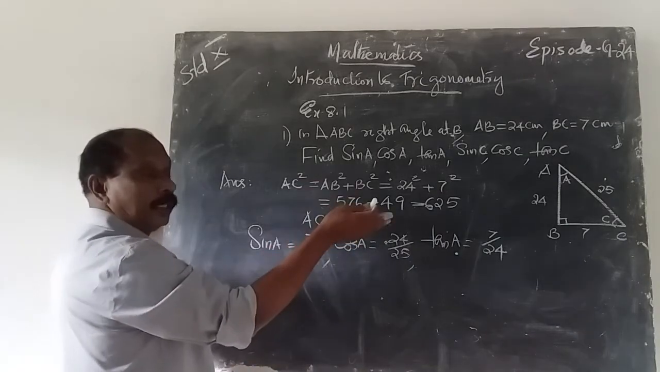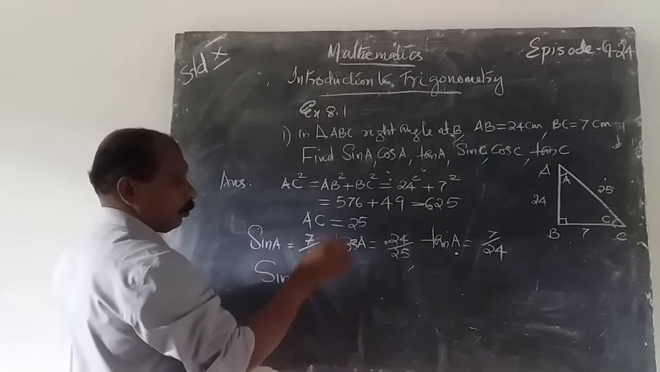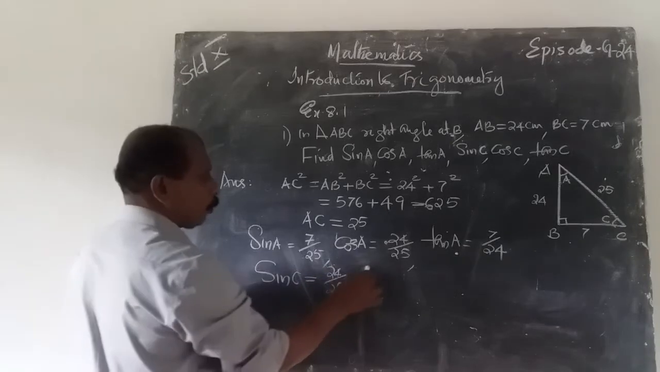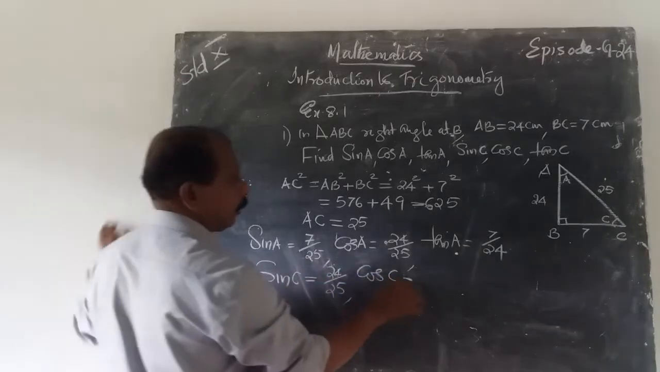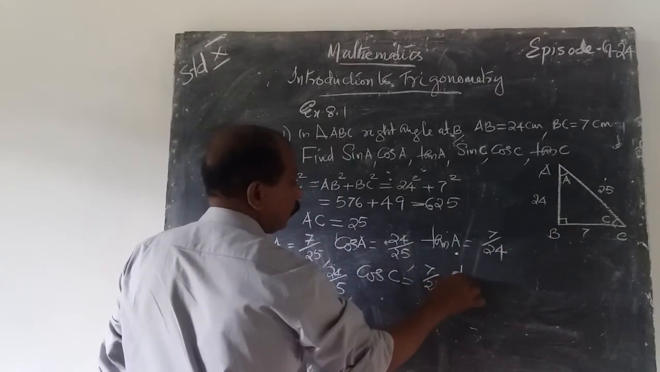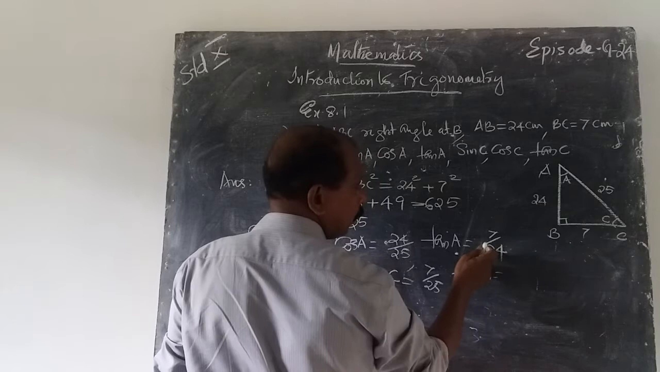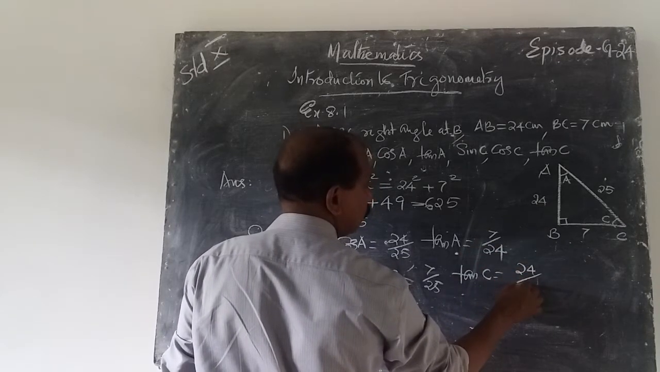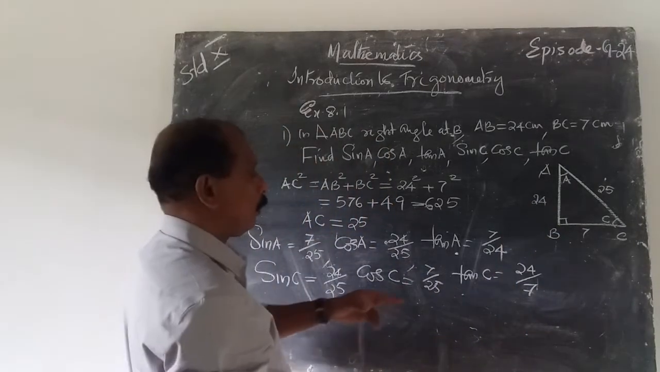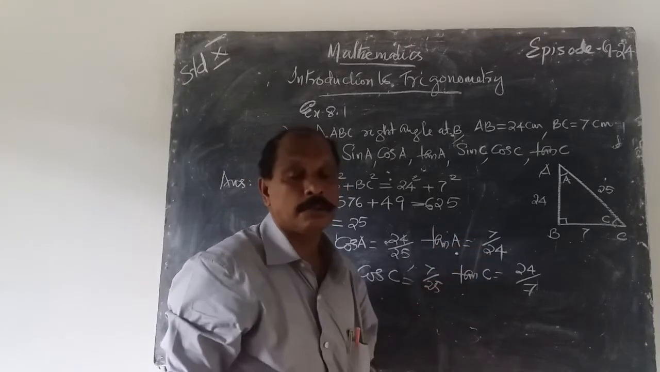Then similarly for C, opposite side is 24. Therefore, sin C is equal to 24 by 25, that is cos A. Cos C, that is sin A, is equal to adjacent side by hypotenuse, 7 by 25. Tan C is equal to 24 by 7, that is cot A. That is tan C, opposite by adjacent side. That is tan C is equal to cot A. Tan A is equal to 7 by 24, therefore cot A is equal to 24 by 7.